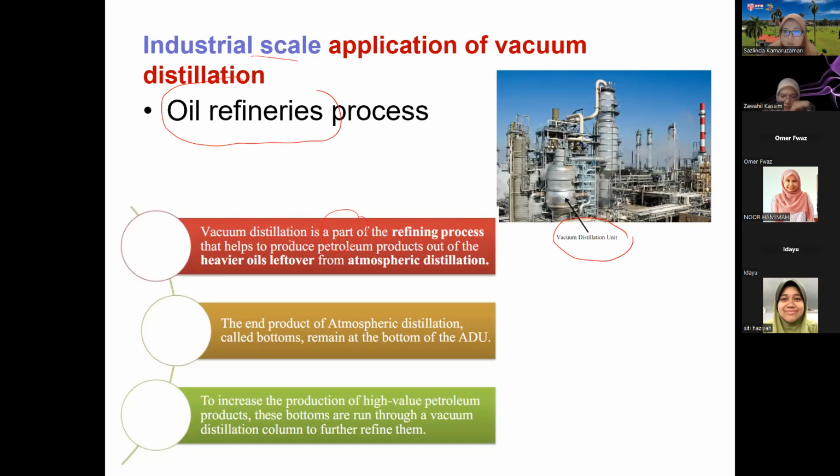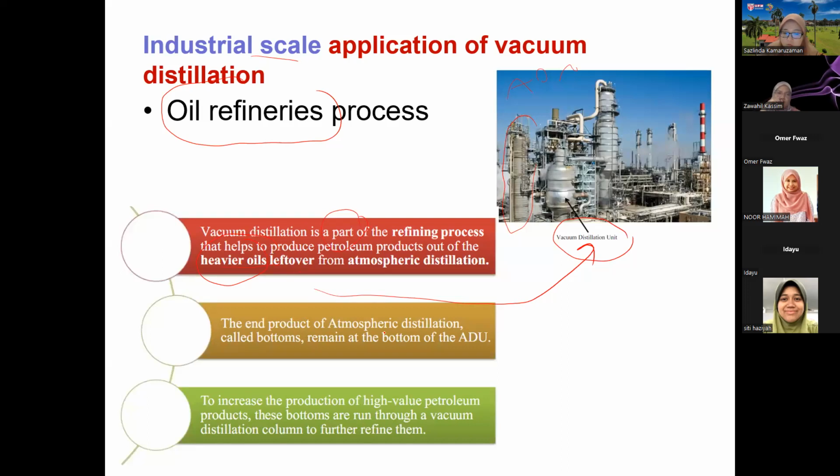That means, for example, after any distillation, here we have a simple distillation, maybe fractional distillation, and then it undergoes the atmospheric distillation unit. But still we cannot separate the heavier oil. So what you have to do is apply it in the vacuum distillation unit.